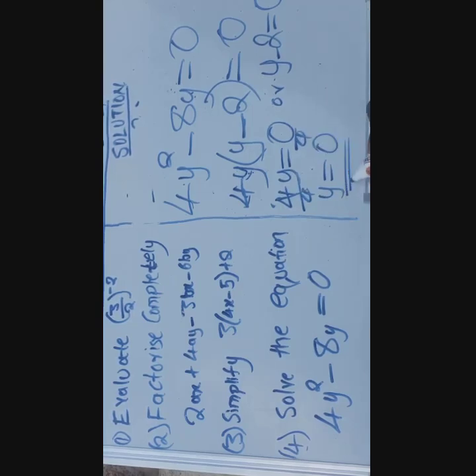So this is our first answer. Then the second answer, we are going to have y. When this 2 comes to this side, we are going to have positive 2. So we have two answers. We have y is equal to 0 and y is equal to 2.